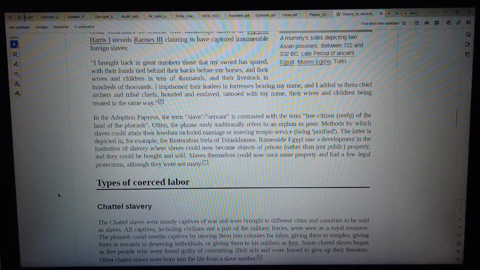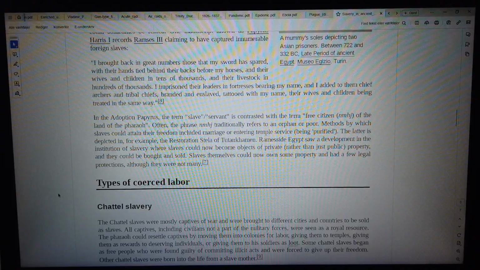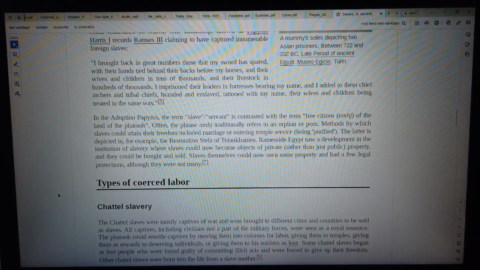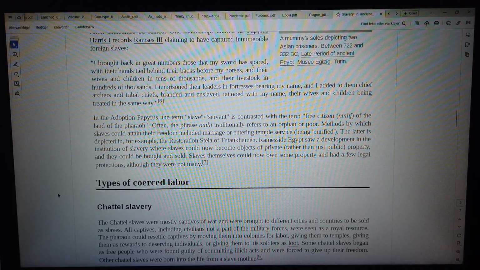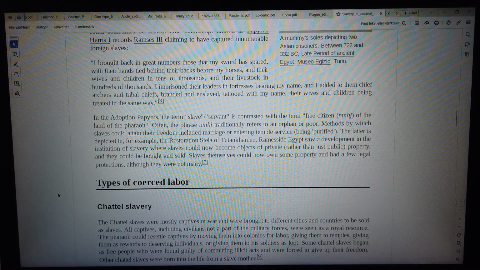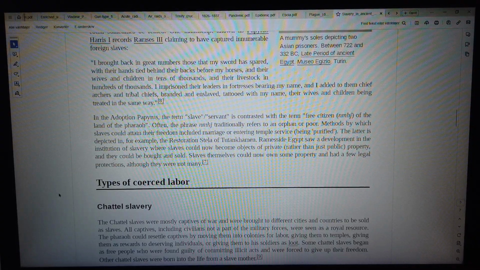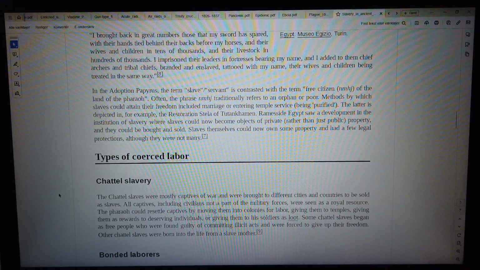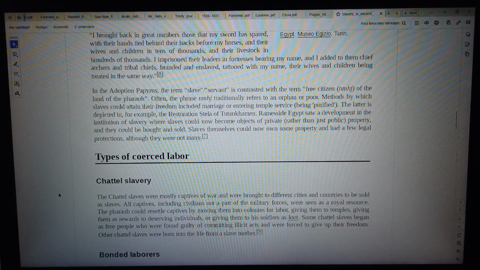In the Adoption Papyrus, the term slave/servant is contrasted with the term free citizen, NMHJ, of the land of the pharaoh. Often, the phrase NMHJ traditionally refers to an orphan or poor. Methods by which slaves could attain their freedom included marriage or entering temple service, being purified. The latter is depicted, for example, in the Restoration Stele of Tutankhamun.